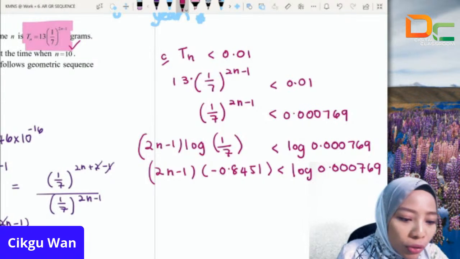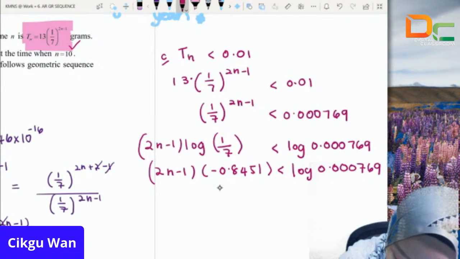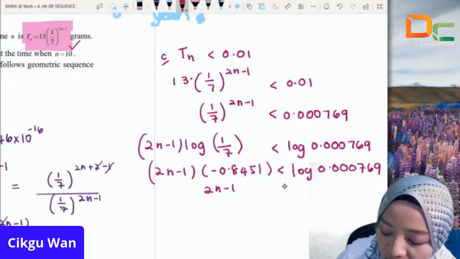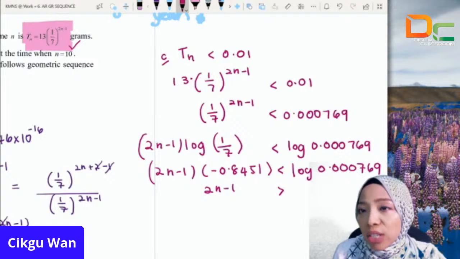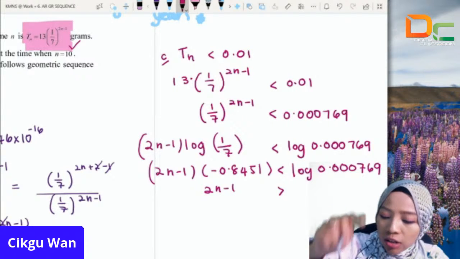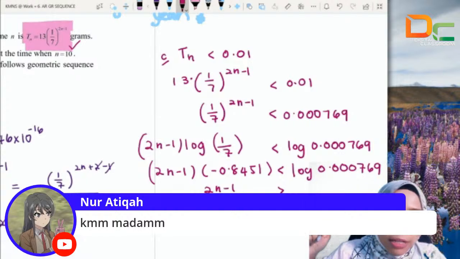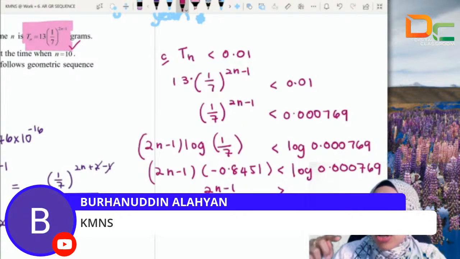Alright. So, 2n minus 1. We are going to divide with negative number. Negative number, so change sign. Okay, tekan calculator sekarang. Log 0.000769 over negative 0.8451.